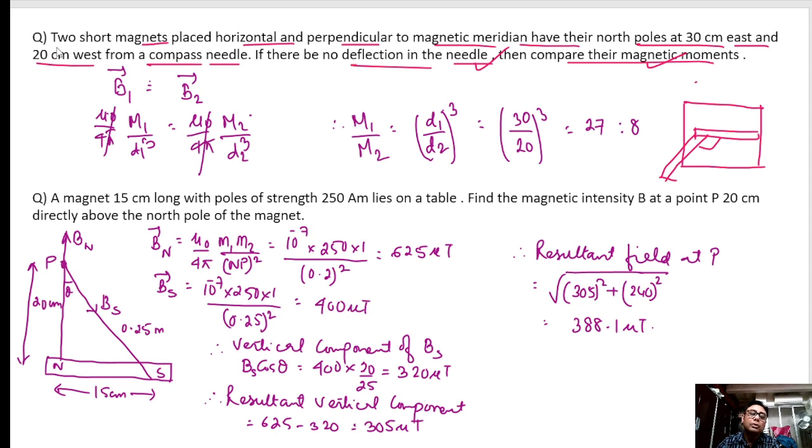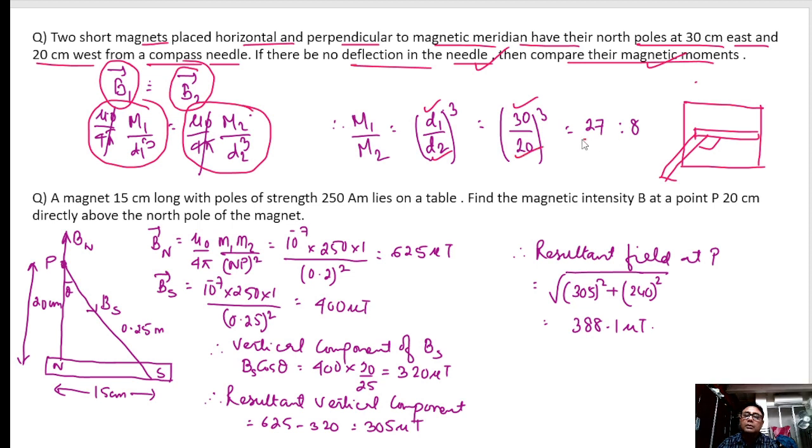So that means the magnetic field acting on the first magnet and the second magnet should be same. So this is the equatorial magnetic field. The distances of the magnets are given to us, 30 and 20, which gives 27:8. This is the comparison of their magnetic moments, M.